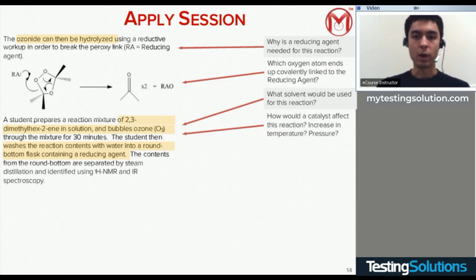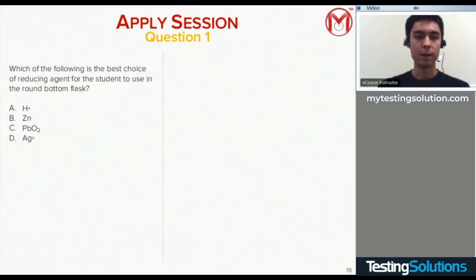Okay, some questions. Why is a reducing agent needed for this reaction? Which oxygen atom is ending up covalently linked to the reducing agent? So we saw this is RAO, this reducing agent oxide. So which of these oxygen atoms is in that RAO? What solvent could be used for this reaction? How would a catalyst affect this reaction? An increase in temperature, pressure, how might any of these things affect the reaction? Right? So with that, let's jump into some of these questions.